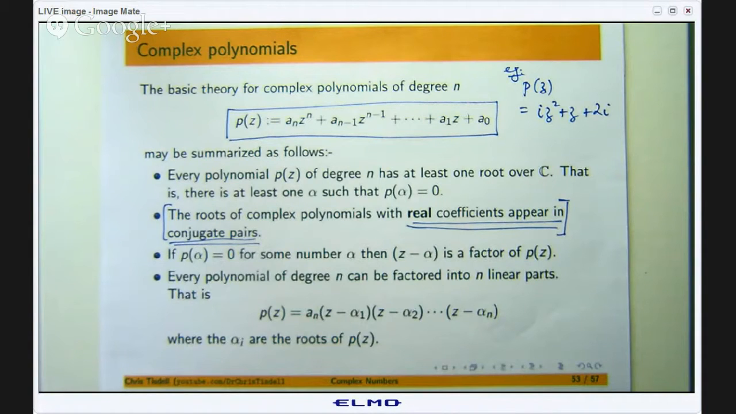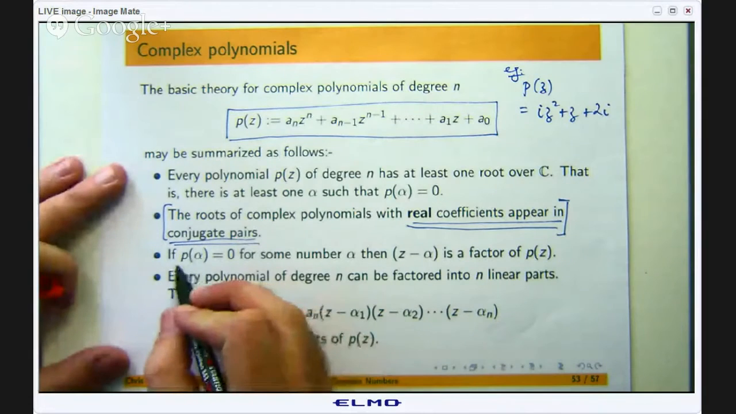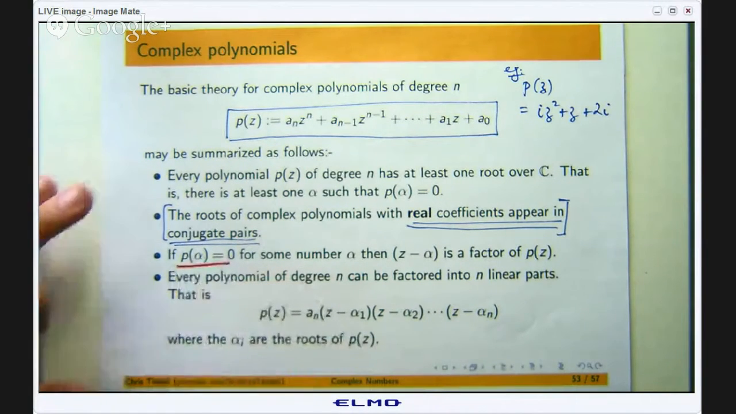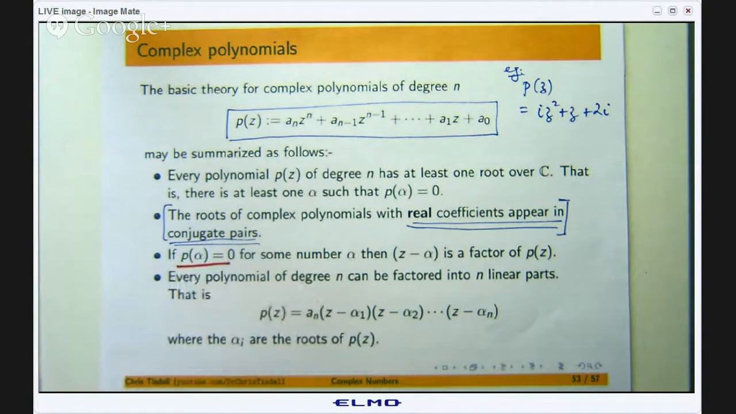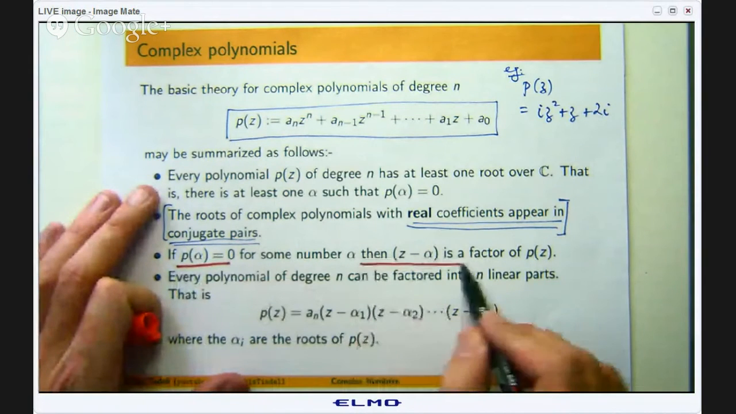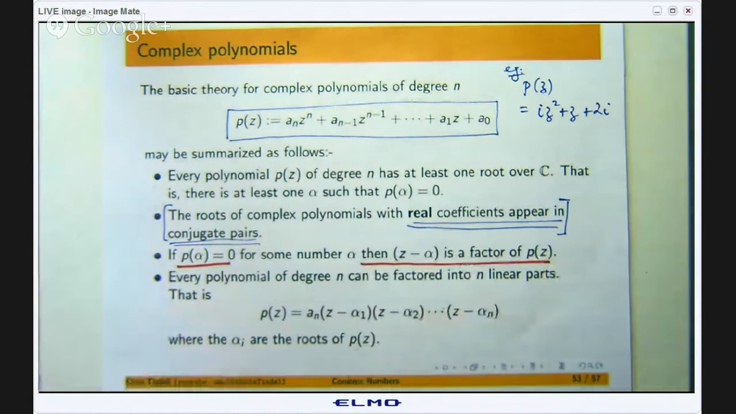Now there's a factor theorem as well. If alpha is a root of the polynomial p, then z minus alpha is a factor of p(z). So this is like an extension of the factor theorem that you see at school. Okay.